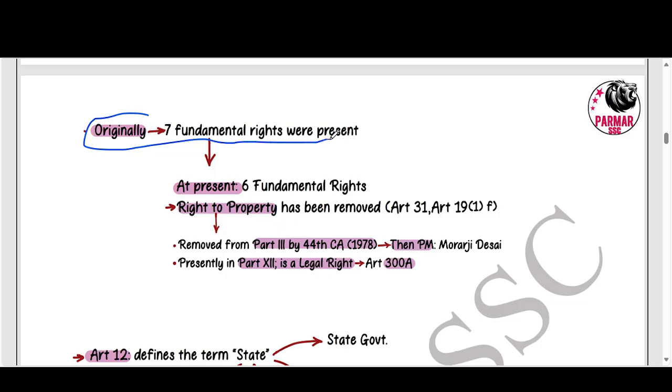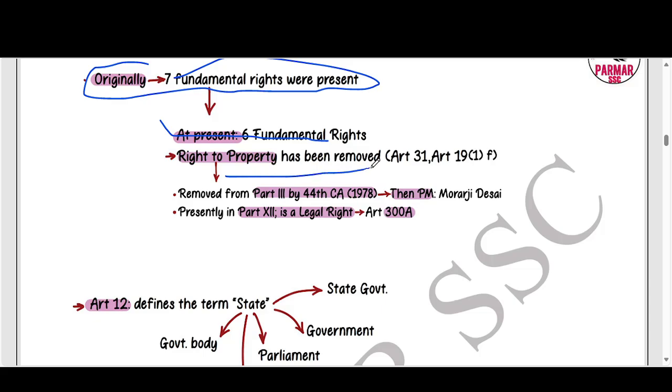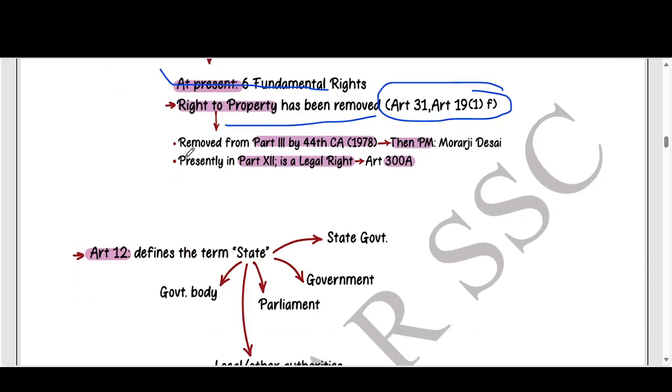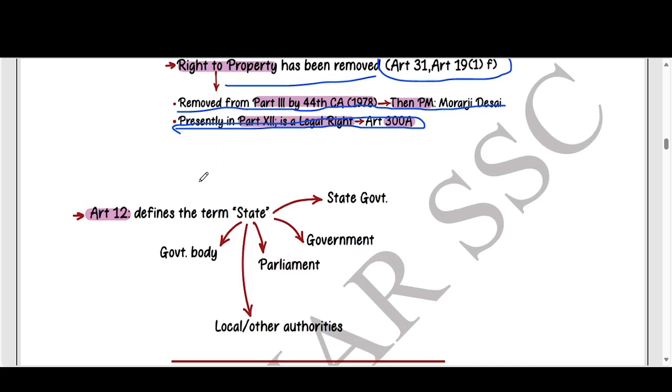Originally, seven fundamental rights were given. At present there are six, as the right to property has been removed. Article 31 and Article 19(1)(f) were removed from Part 3 by the 44th Constitutional Amendment in 1978 under PM Morarji Desai. It is presently in Part 12, Article 300A, as a legal right.